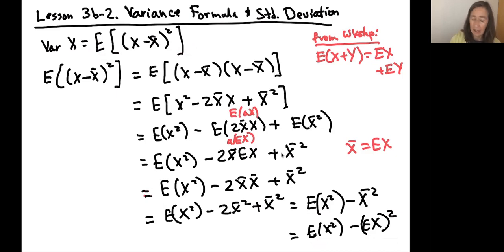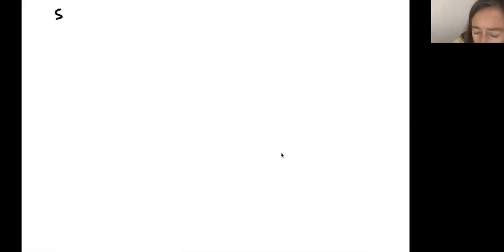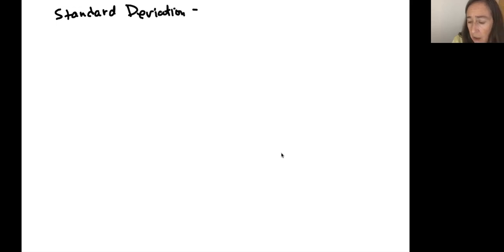The other thing that I want to talk about just briefly in this lesson is standard deviation. So if you know the variance, you know the standard deviation, because the standard deviation is the square root of the variance of x.